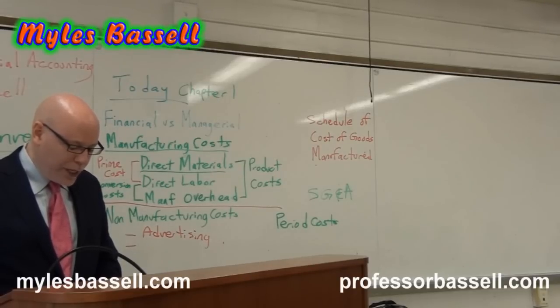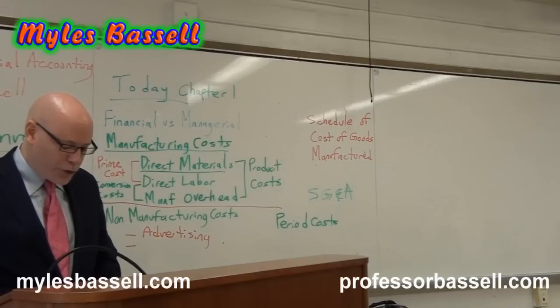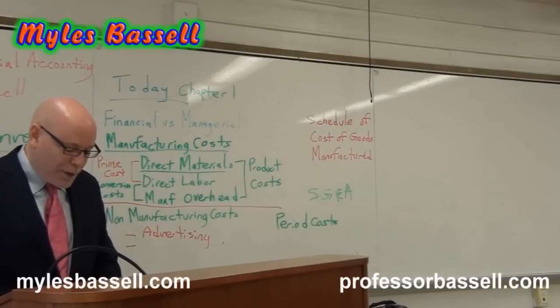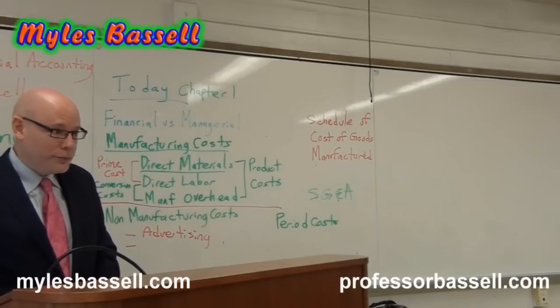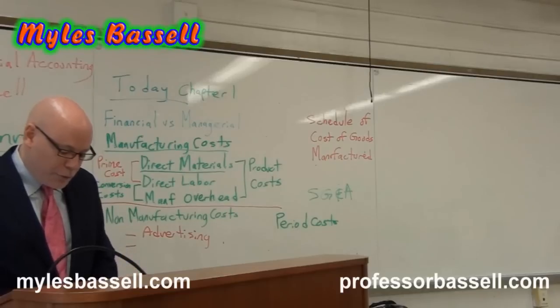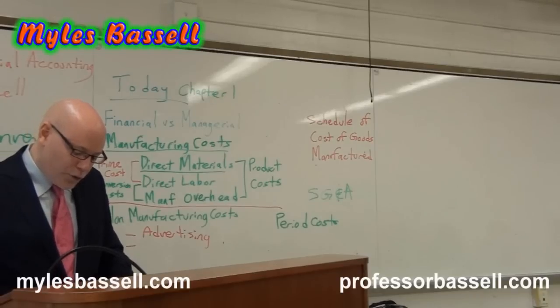It says, Swift Company was organized on March 1st of the current year. After 5 months of startup losses, management had expected to earn a profit during August. Management was disappointed, however, when the income statement for August also showed a loss. And then it lists the income statement for the month of August for Swift Company.